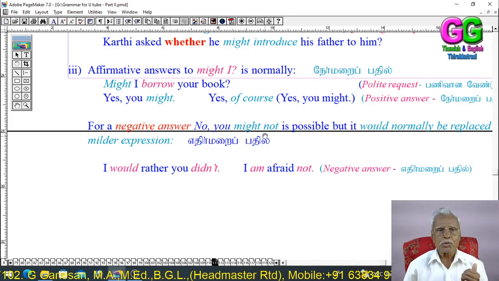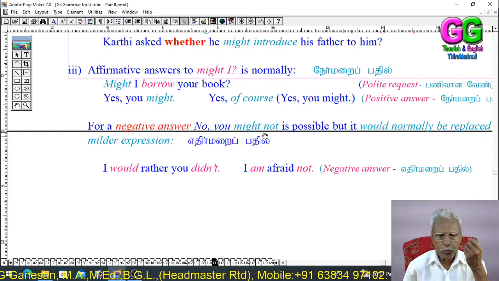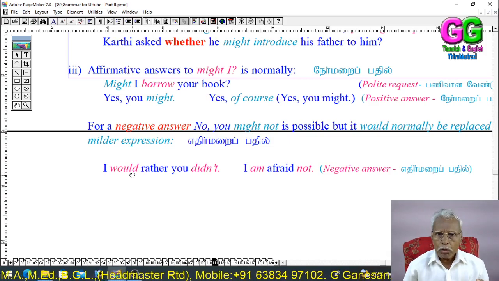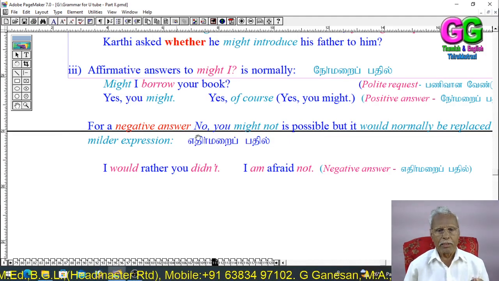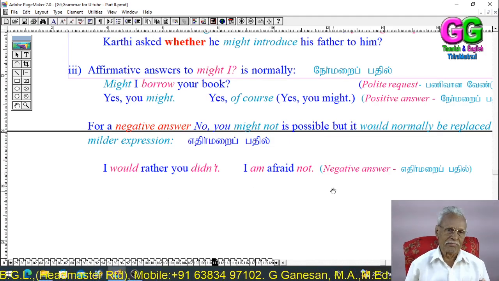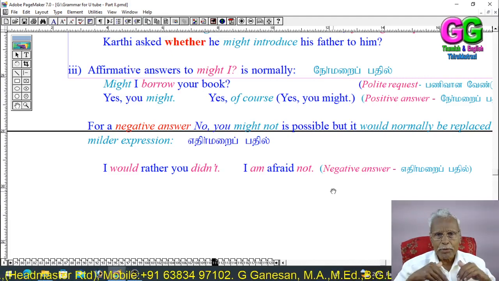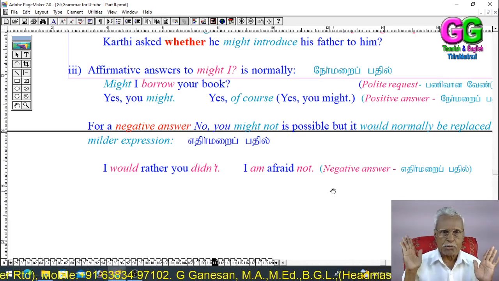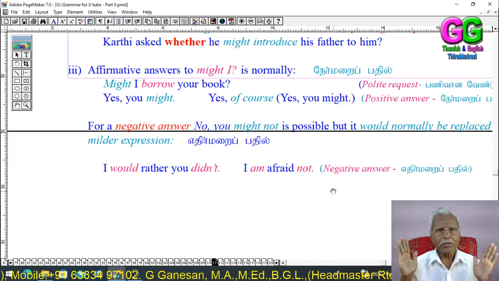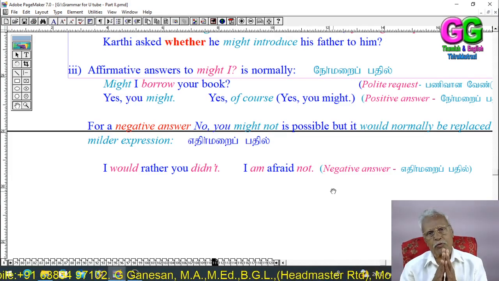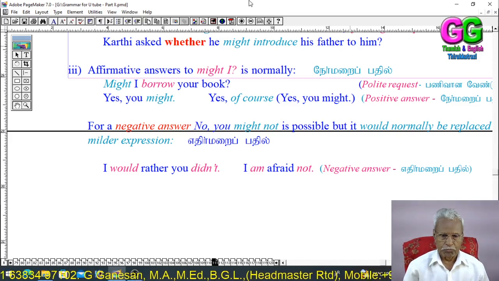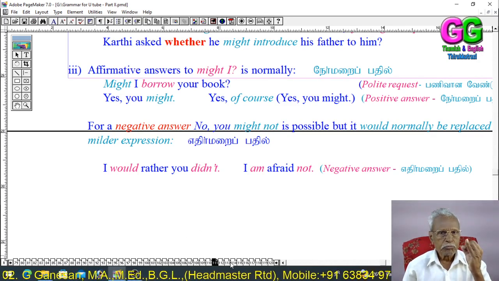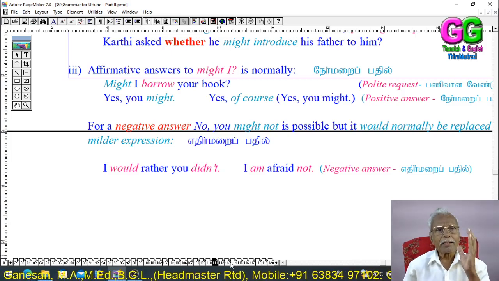In normal use, the English people use I would rather you did not. I am afraid not. This kind of negative answer only English people are using, but not the foreigners of English. Thus we can see the three uses of might under getting permission.